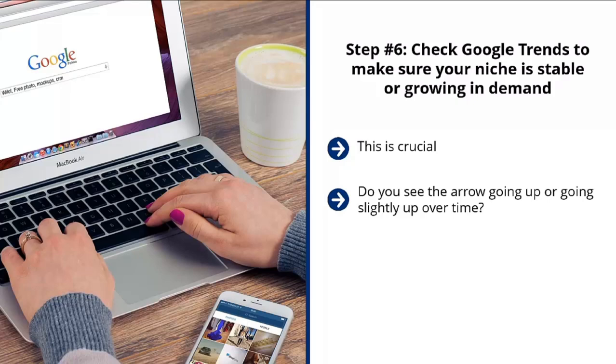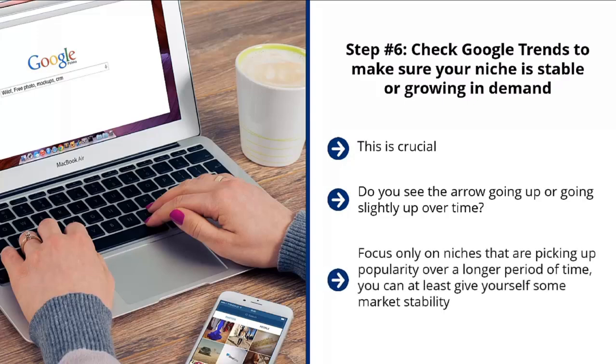Do you see the arrow going up or going slightly up over time? Or do you see it flatlining and even dipping downward? If you see a flat line or if you see it decreasing in popularity over time, scratch that niche off your list. Focus only on niches that are picking up popularity over a longer period of time. You can at least give yourself some market stability.